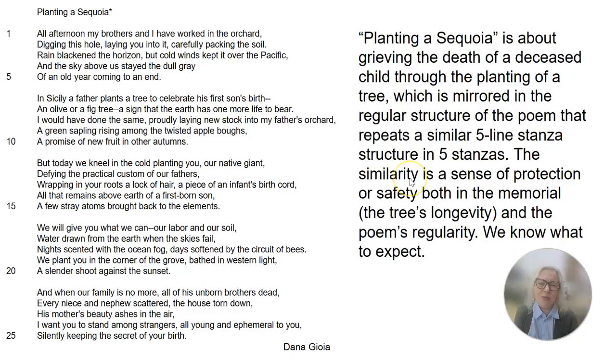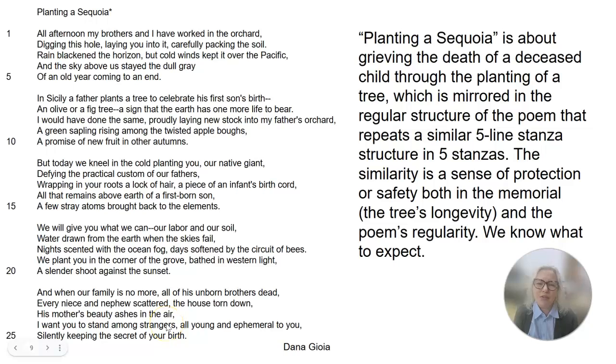And so the similarity between what the poem is about, the grieving, the death of a deceased child, and how it's written, is that in both there's this sort of sense of protection or safety, regularity, both in the memorial, because this tree is going to live forever, right? The tree's longevity, and the poem's regularity. We know what to expect. We know that this tree is still going to be alive even after all the other tragedies occur. The unborn brothers are going to die. The mother is not going to be beautiful anymore. She's going to die. The tree is still going to be there.